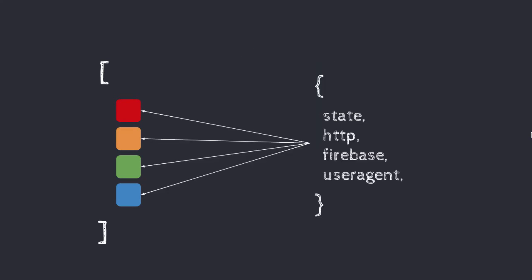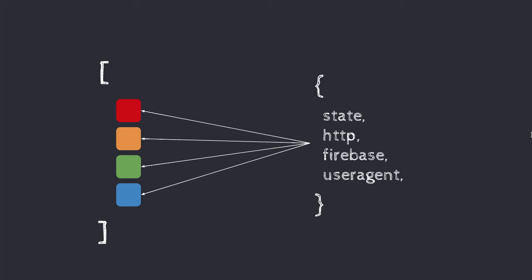When Cerebral runs a signal, it will check what providers you have configured and expose them to each action. This separation of concern keeps your business logic as simple as possible. If you need to run complex side effects, those should be exposed through a provider.